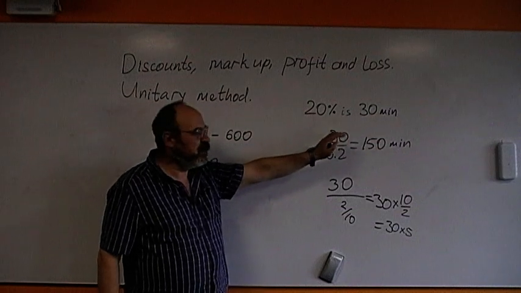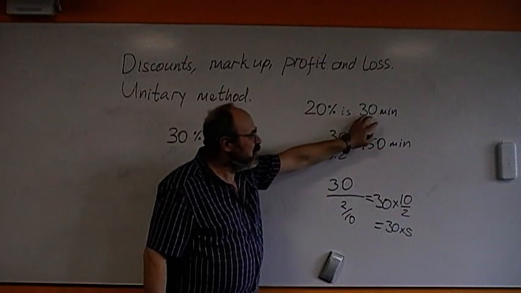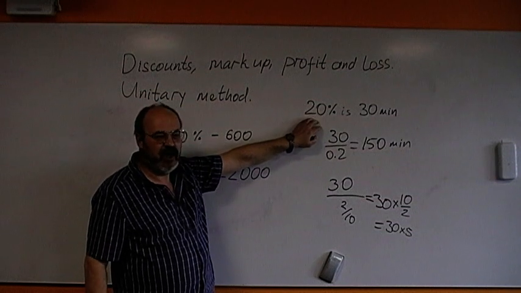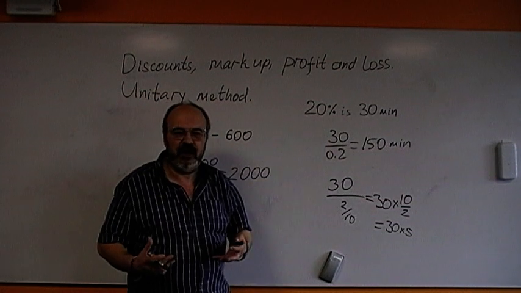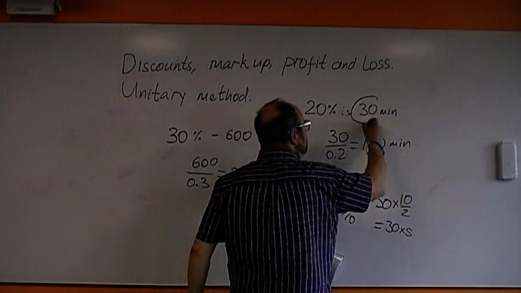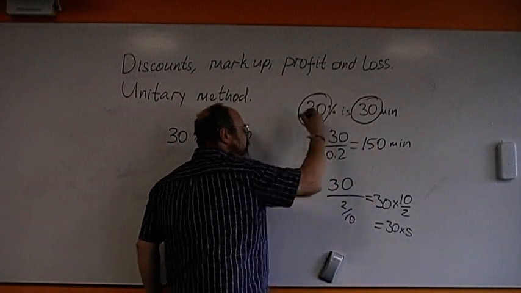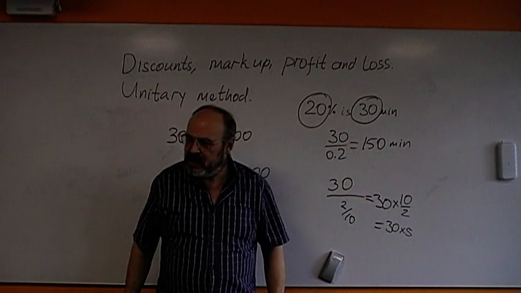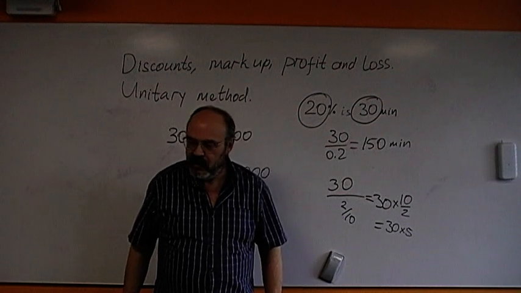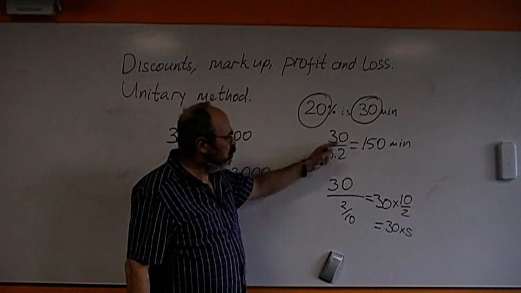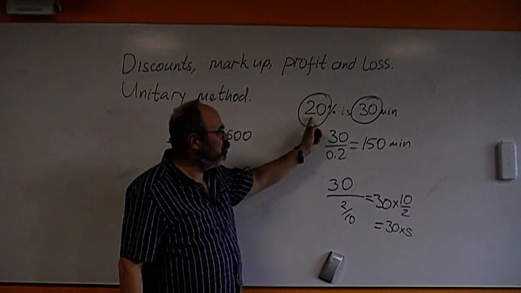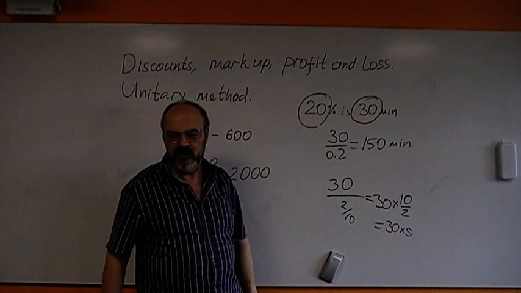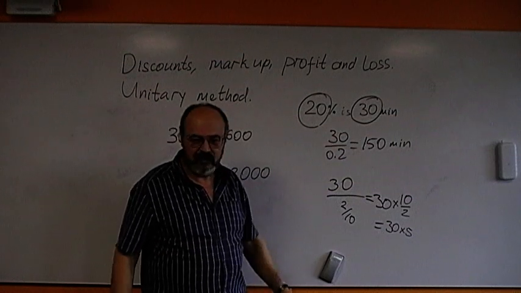That's the unitary method. If we have a certain number that is a certain percentage, to find the original number you divide it by the percentage turned into a decimal. You don't need to times it by 100, because when you turn it into a decimal, you effectively did it. Does that make sense?